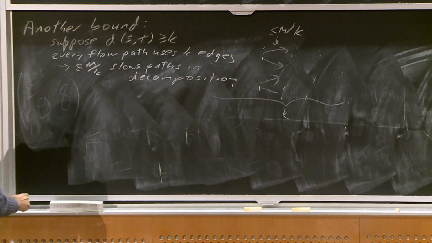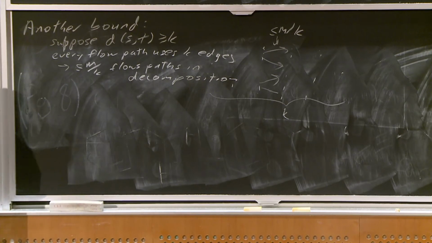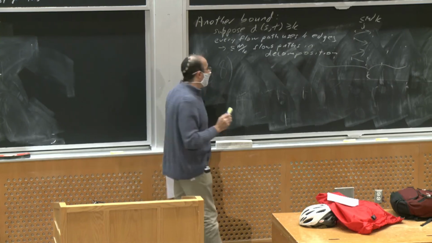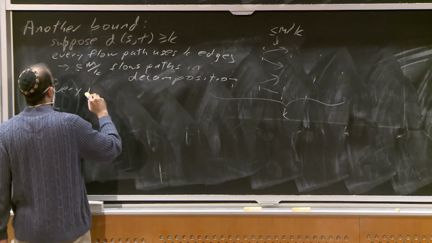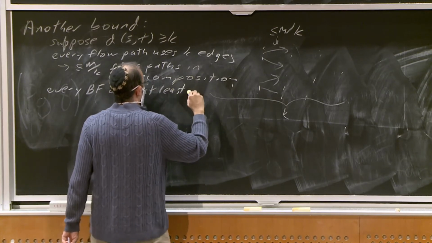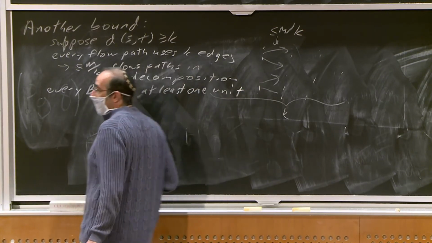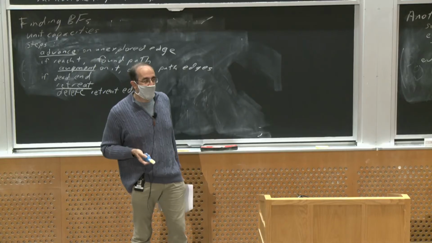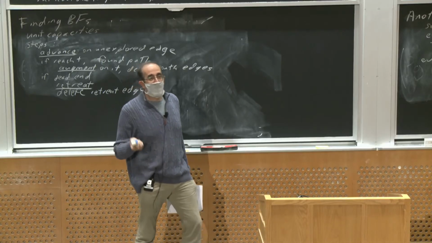Well, so how do we use that? If there's only m over k units of flow left, how much time is it going to take to find that flow? Well, every blocking flow adds at least 1 unit of flow, right? There's always at least one shortest path. So each time I find a blocking flow, I'm adding a unit to the flow, or I'm reducing the residual flow by 1. Right? So how many of these can happen if there's only m over k units of flow left? Well, only m over k of these blocking flows.